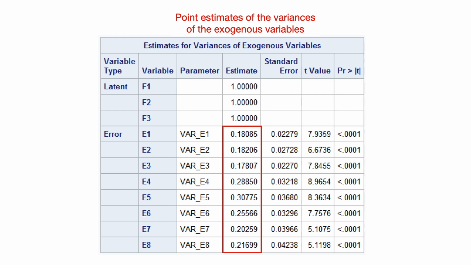Next, we have the estimates for the variances of the exogenous variables. Now, notice at the top that in the estimate column, for F1, F2, and F3, there are 1s. Now, those are not estimated from the data. You'll recall that we set those equal to 1 in the variance statement. Underneath that, we have the variance estimates for the error terms. And so you can see here that the variance for E1 is estimated to be 0.18085. The estimate of the variance for E2 is 0.18206, and so forth.